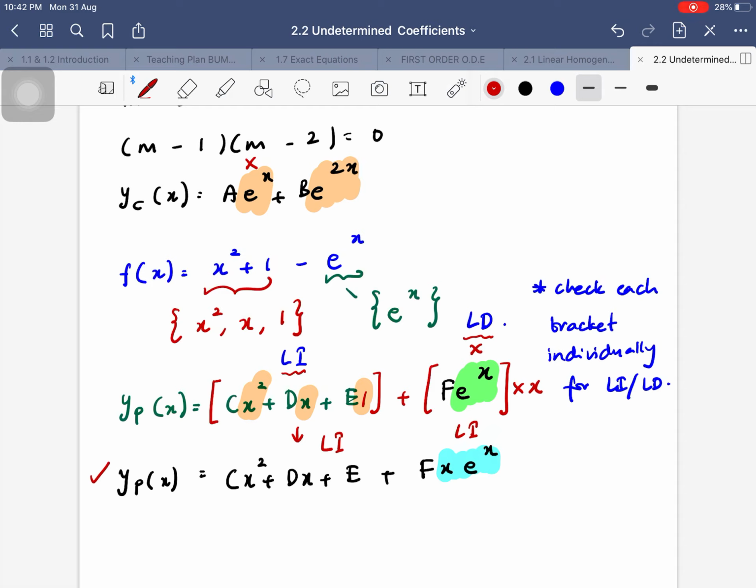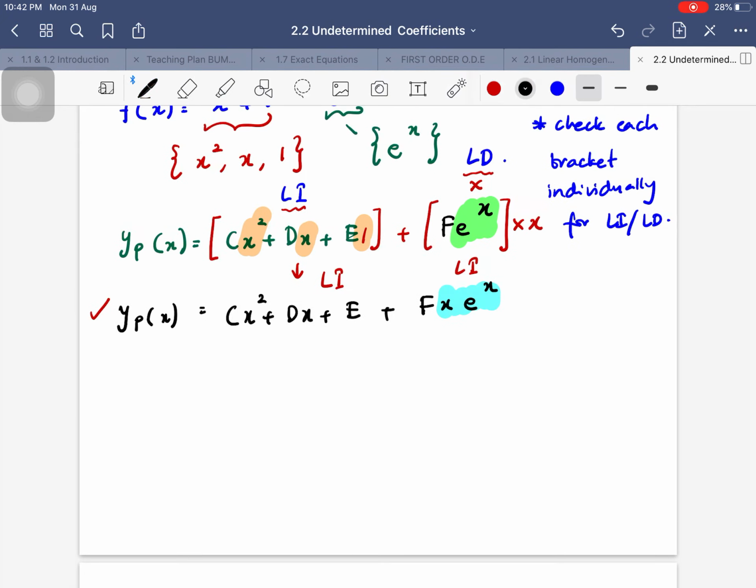Remember, when you write down the family of derivative for each of the functions, you consider them individually. So if only the exponential is LD, only the exponential is multiplied by x. And if only the polynomial is LD, only the polynomial is multiplied by x. But the one that is already LI, leave it alone. Don't bother with it. So that is what we did over here.